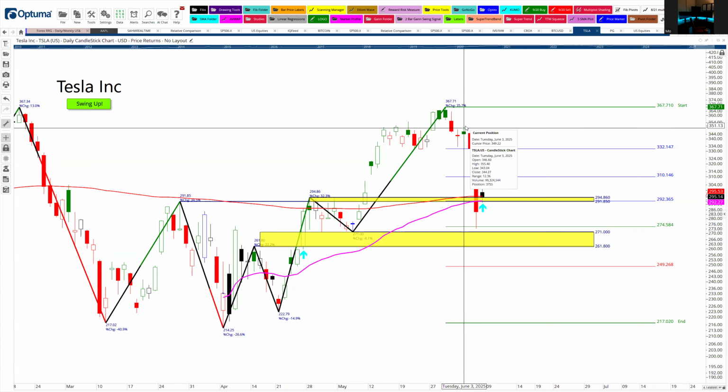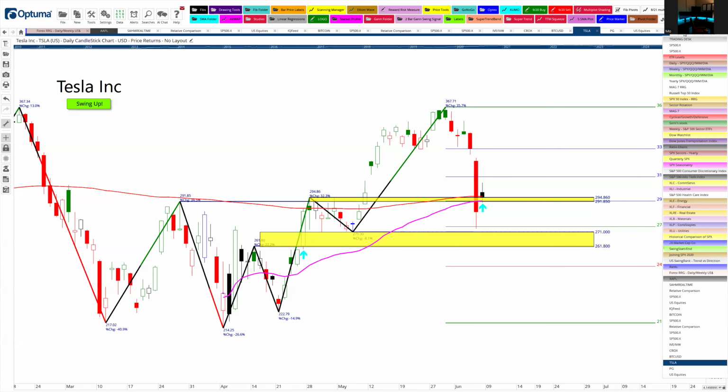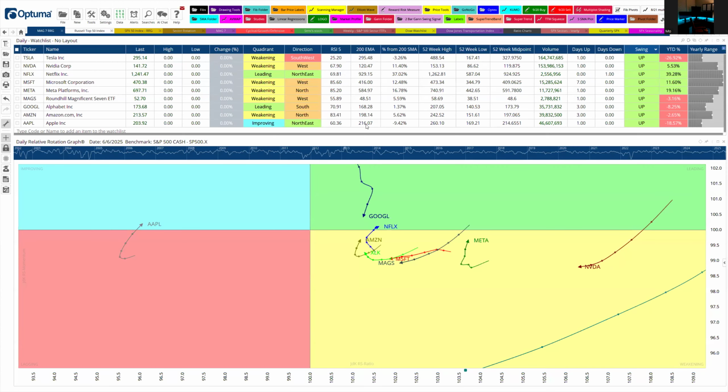The rest of the Mag 7 were all up, which we can see here. Has exact print right there of 200. Tesla is at the 295 EMA, trading at 295. Nvidia 200 at 120, trading at 141. Netflix 200 at 929, trading at 1241. Microsoft 416, trading at 470. Meta 584, trading at 697. Mag's EMA 48 51, trading at 52. Google 168, trading at 173.